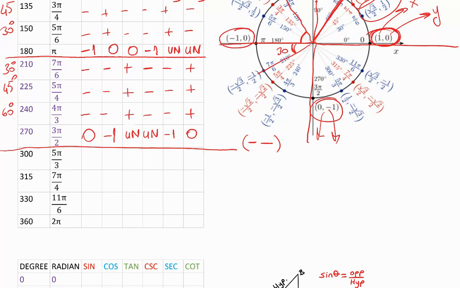And for 300 degrees, I will use a 60 degree reference angle. This one 45 degrees and this one 30 degrees. I'm looking for reference angles. And signs here: x values positive, y values negative. So the cosine value will be positive and the sine value will be negative, and the rest we can calculate from here.